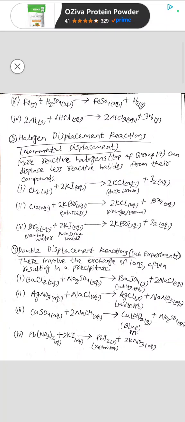Generally, the double displacement reactions are of two types. One is precipitation reaction, another is neutralization reaction or acid-base reaction. In the precipitation reaction, formation of a precipitate or insoluble solid takes place. The reaction in which a precipitate or an insoluble solid is formed is known as a precipitation reaction. There are four examples given here.